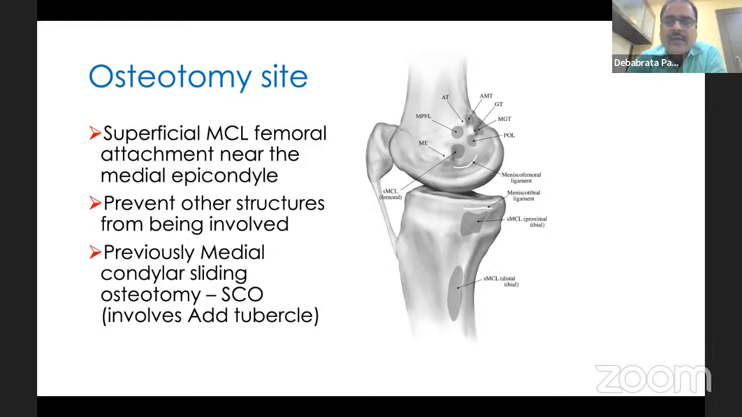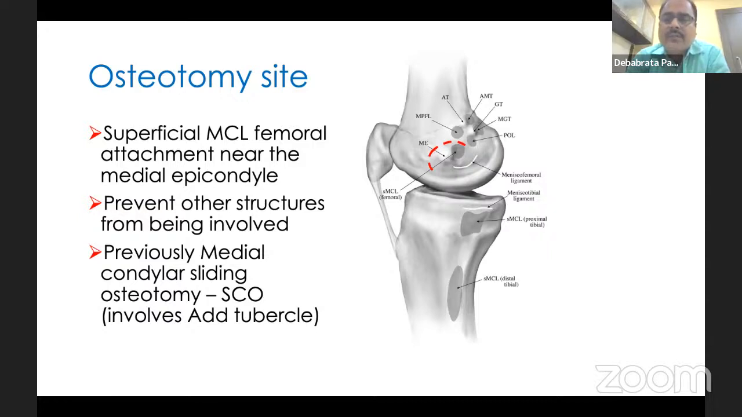So what happens in the medial epicondylar osteotomy, the osteotomy site is usually in this area of the medial epicondyle, which involves only the superficial MCL and doesn't involve any of the other structures like the posterior oblique ligament, mostly, which is already released in this scenario. When we have an already released proximal tibia, deep part of the MCL and the posterior part is released, in those cases, when we go for a bigger osteotomy like the sliding condylar osteotomy, then there may be a major amount of laxity.